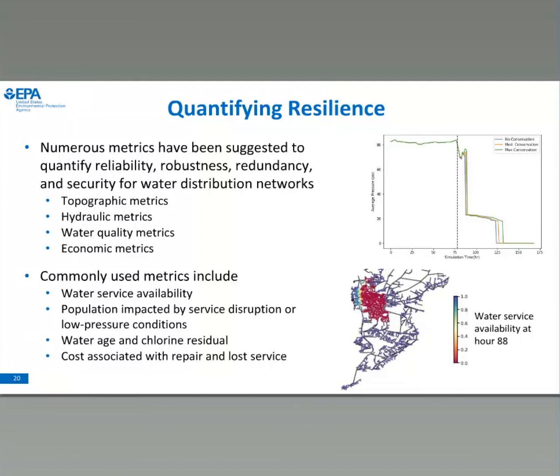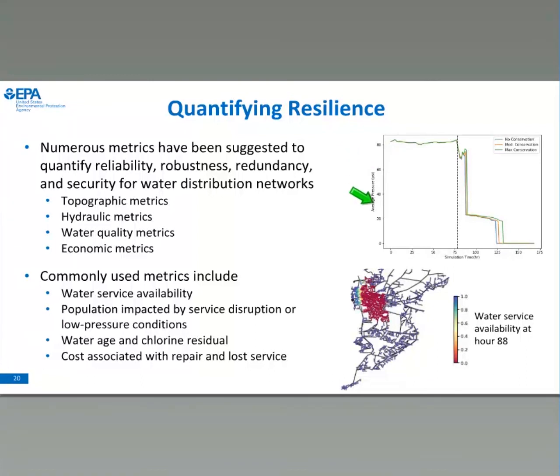Some commonly used metrics that we have used in our case study applications include water service availability, which is a metric that defines the amount of water that a customer actually wants versus what they actually receive. We also looked at the population impacted by the disruption, or maybe low pressure conditions. Another common one is water age or chlorine residual, as well as the cost associated with these repairs. I'm just highlighting a few of the metrics that we have used with our case studies and different ways to graphically represent those.